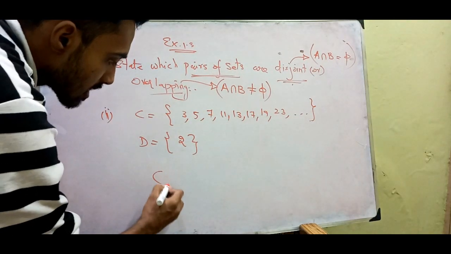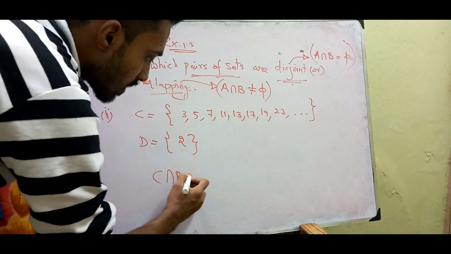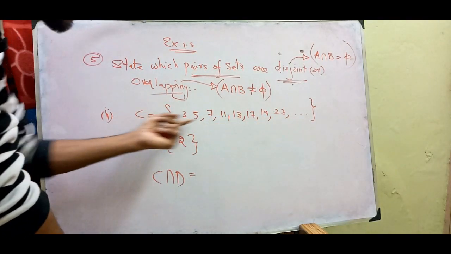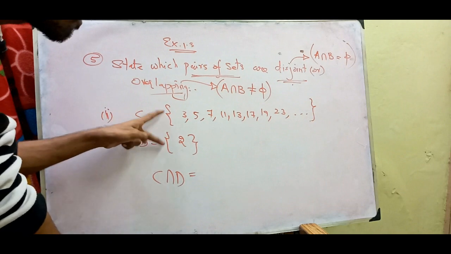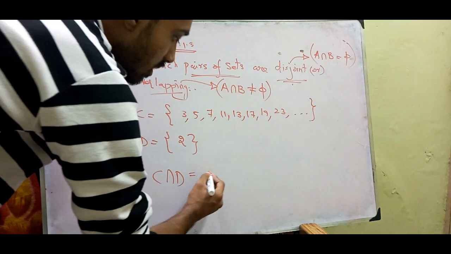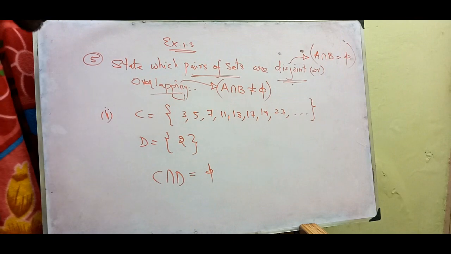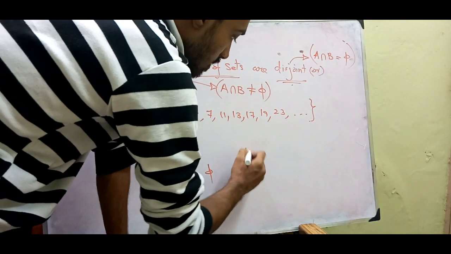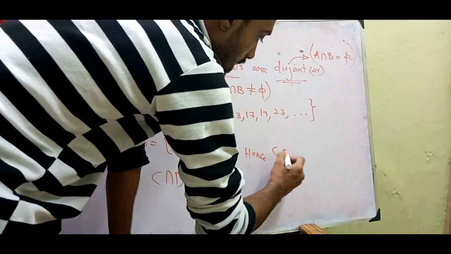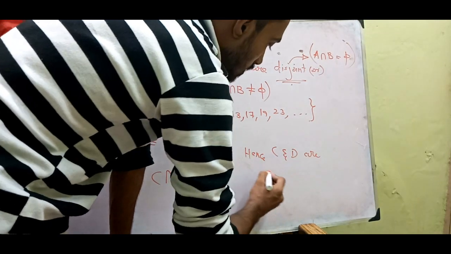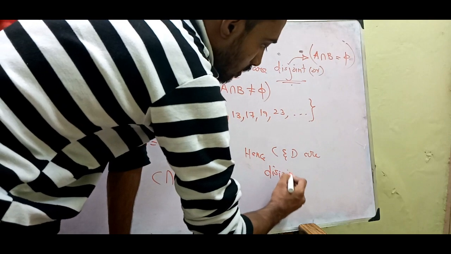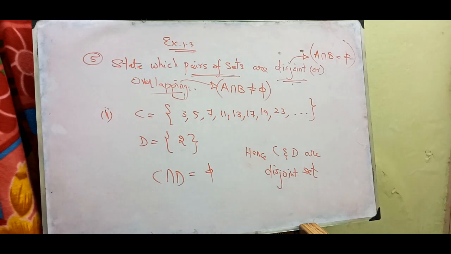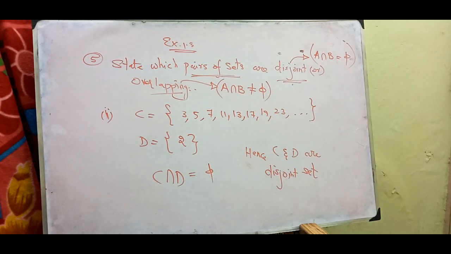Let us take the intersection between C and D. It is clearly seen that 2 is nowhere present inside the set C. So if we take the intersection of these two sets, clearly we will get empty. Hence C and D are disjoint sets. Got it? So in this way we can finish this fifth problem.